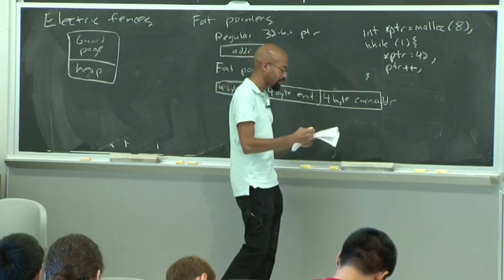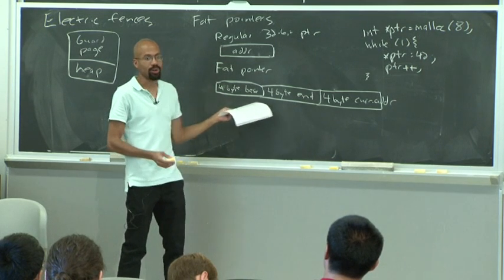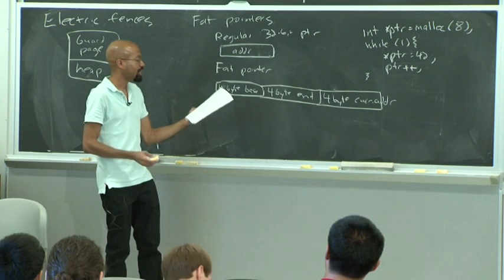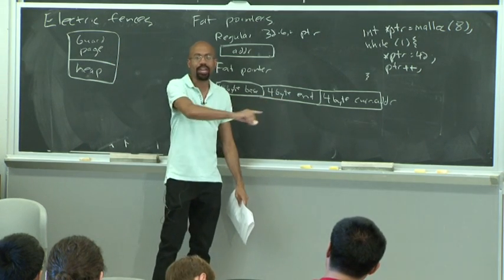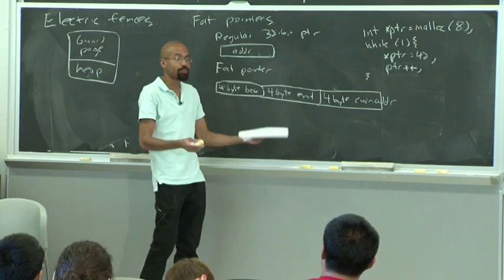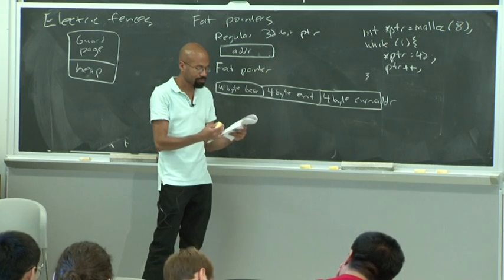There are some disadvantages to this. The biggest disadvantage is that, oh my goodness, look how big your pointers are now, right? What this means is that you can't just take a fat pointer and pass it to an unmodified off-the-shelf library, because it may have certain expectations that pointers are a certain size, and when you give it this thing, it's going to blow up.